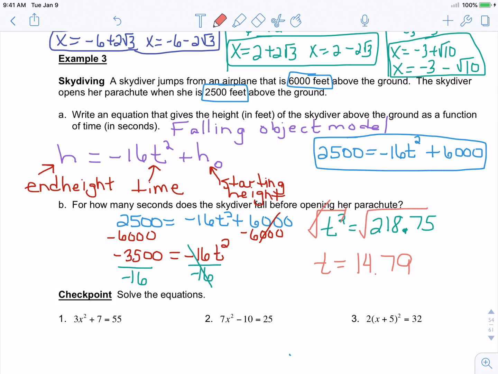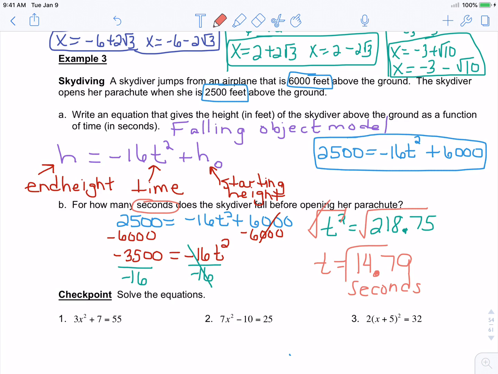14.79. Now usually we put a plus or minus sign in front when we're solving. We do not do that in this case because time is positive, time is not negative. But we have to remember to label our variable, and the question said how many seconds, so we're going to label that with seconds.